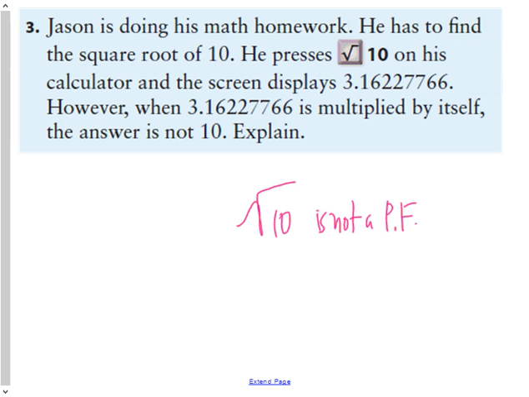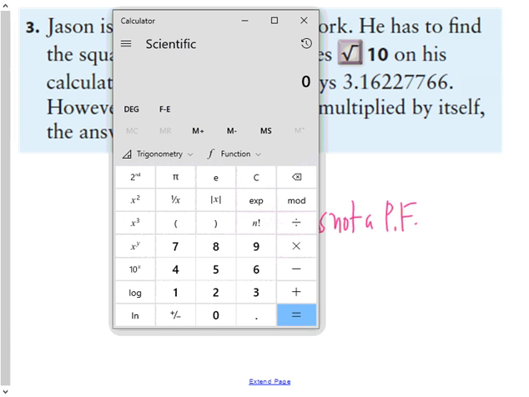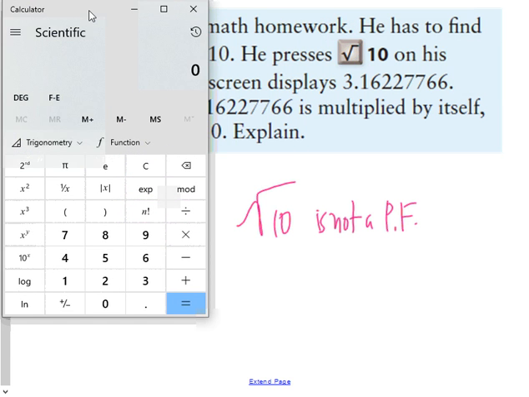And therefore, if I was to use my calculator, which is a little bit bigger than Jason's, and I was to put 10 and then second function square root of 10, I get a lot more decimal places than he did. Right? He stopped at the 6. And in fact, this decimal place right here, 7, would continue on forever and ever. It's an infinite, non-repeating, non-terminating decimal.